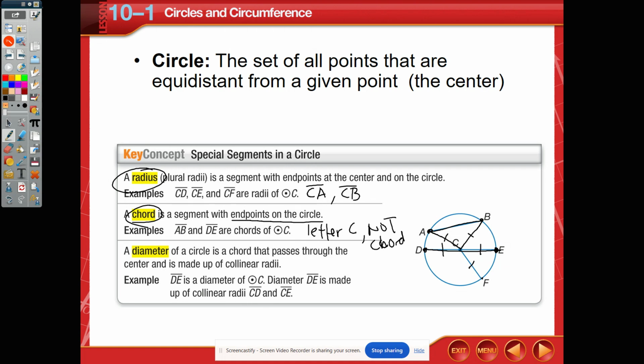And diameter, I kind of crowded that picture there, so let me clear this. The diameter of a circle is a chord that passes through the center, so it's basically made up of two radii that are collinear to each other. So it's made up of DC and CE. So a diameter is the measure basically across the circle, but it must go through the center.